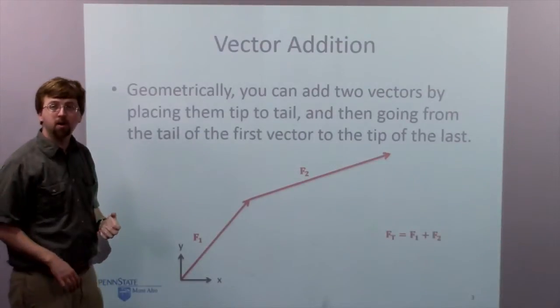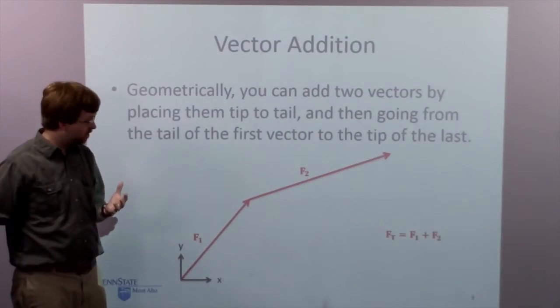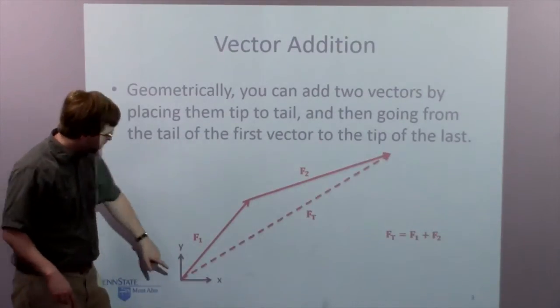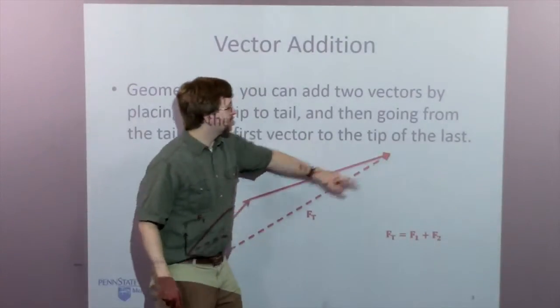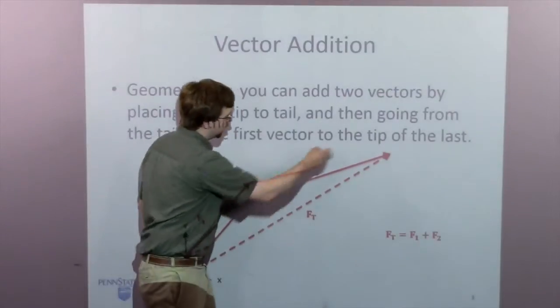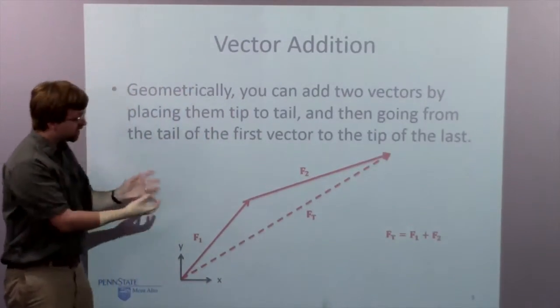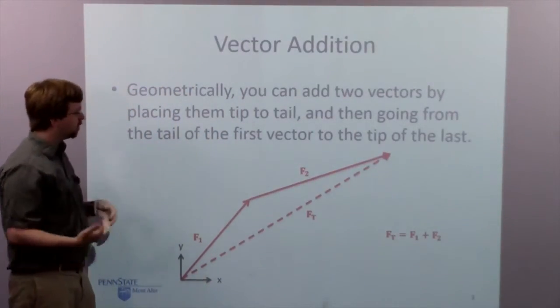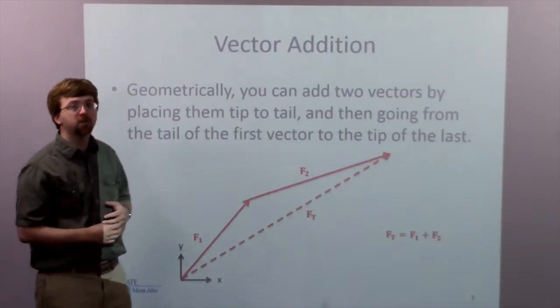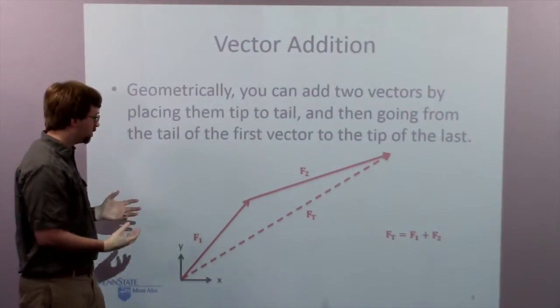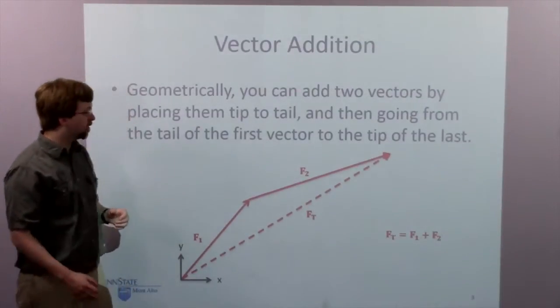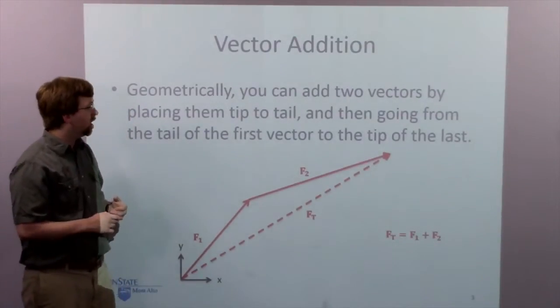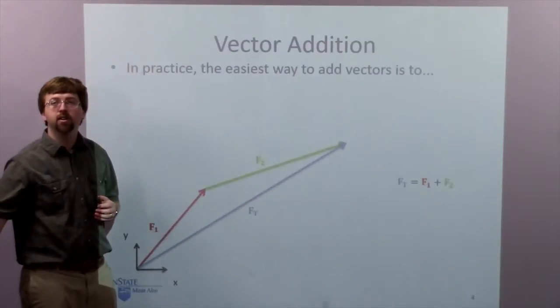So our overall total vector, the addition of the two, is going to be this vector going from the base here all the way out to the end. It's going to be a straight line connecting those two. So you can see geometrically we've got a triangle. It's not a right triangle, so I'd have to use law of sines, law of cosines to find that total magnitude. And finding the direction would also be a bit difficult.